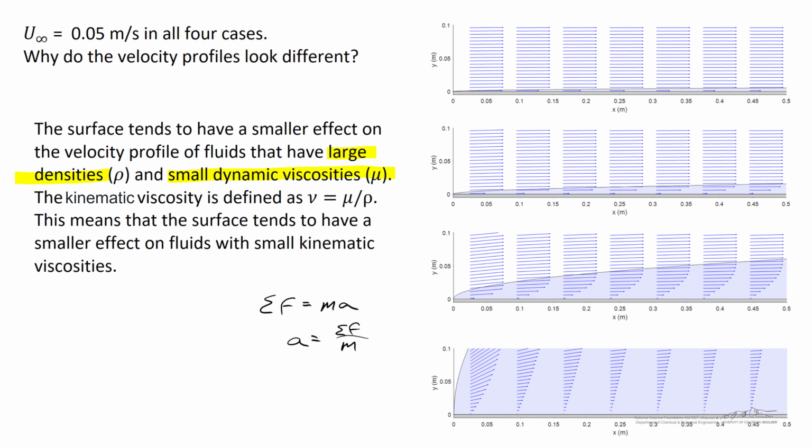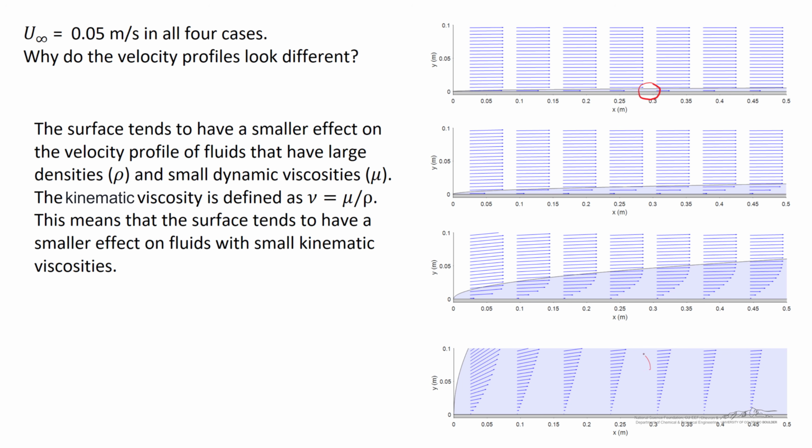The acceleration of the fluid, therefore, would be small if the fluid density is high, if the mass of the fluid is high, and the forces acting on the fluid are relatively small. With those ideas in mind, we can examine the thickness of the boundary layer. This very thin boundary layer in the first case might be indicative of a fluid that has a very large density, for example, or perhaps a fluid that has a very small dynamic viscosity. It has a very small kinematic viscosity.